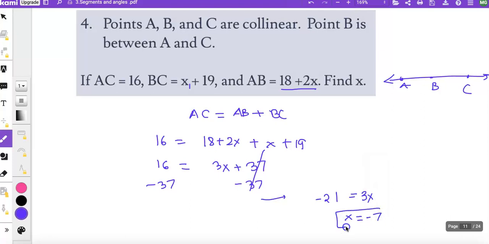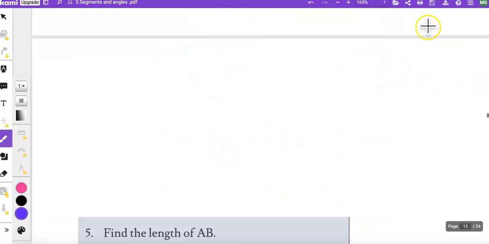Okay, that's it. Now always make sure what the question is asking. The question is asking us to find x, and we got x over here. It is very important to read the question at the end. Let's do one more problem.